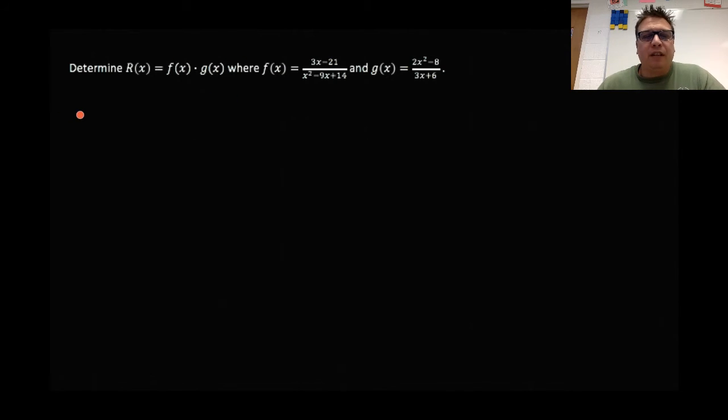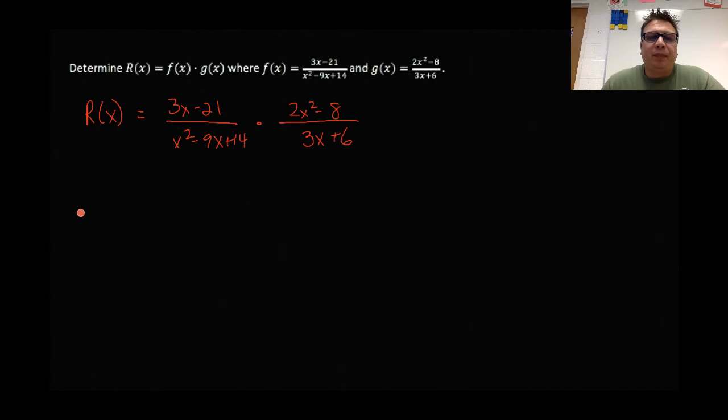So to find capital R of x, I'm going to take f of x, which is 3x minus 21 divided by x squared minus 9x plus 14. And I'm going to multiply by 2x squared minus 8 over 3x plus 6. And again, if it had division, then I would show division of this and then use the same process that we've learned in the previous videos.